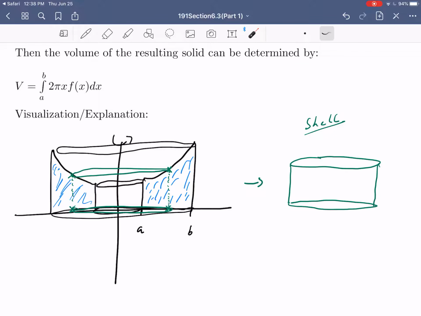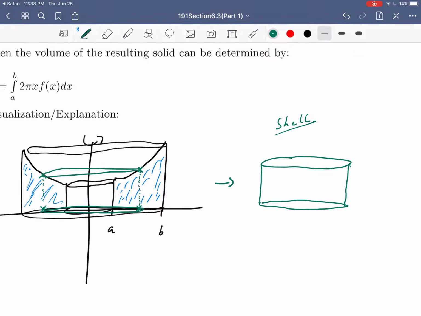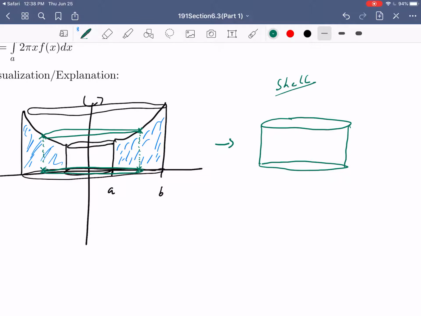So we know that if we can figure out the area of this shell, then if we can integrate that, that'll give us our volume. So what area are we talking about here? Well, as a three-dimensional shape, the area would be the surface area. So we're talking about the surface area of that shell.